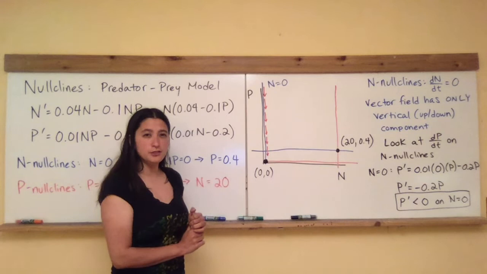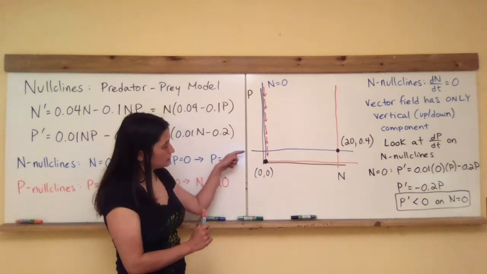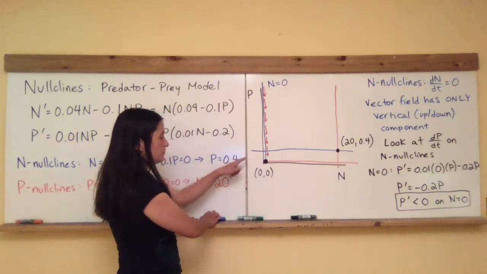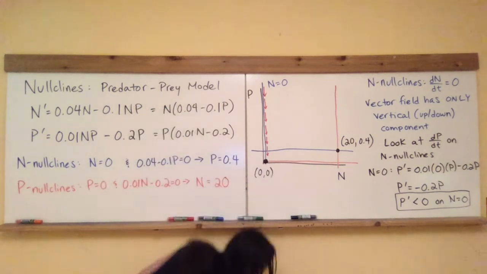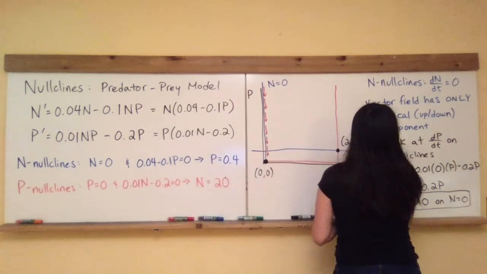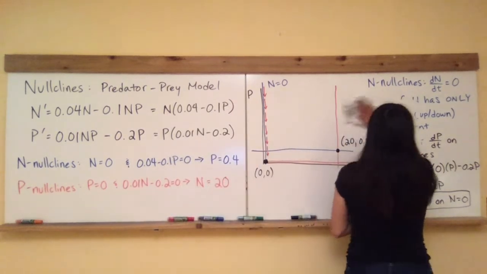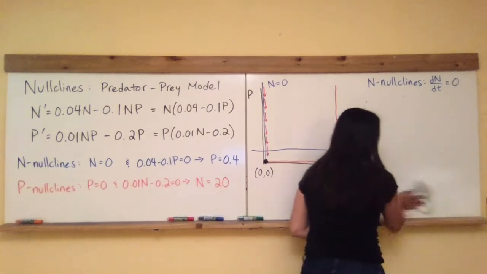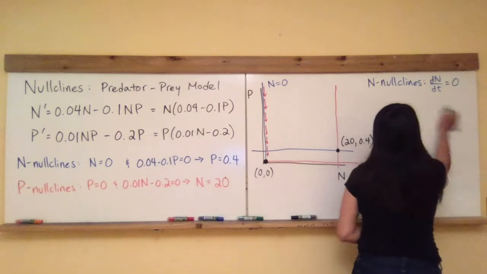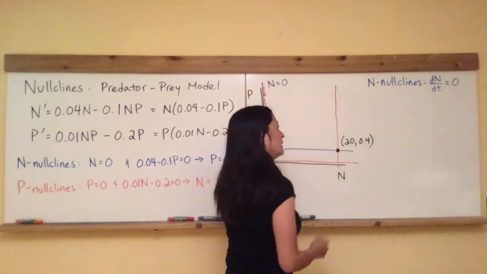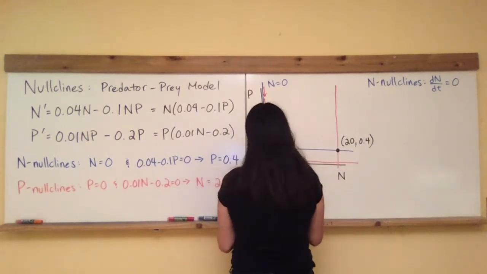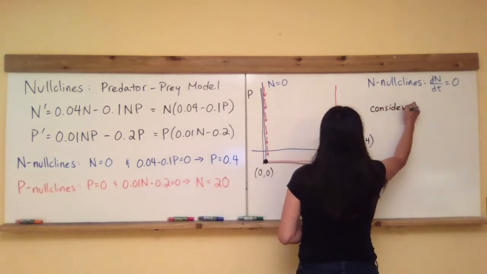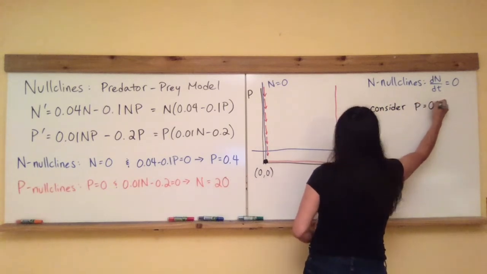Okay, I'm going to do that again now, but now I'm going to consider the behavior on the other nullcline for n, which is P equal to 0.4. I'm going to do the same thing that I was doing before, knowing that I'm going to get strictly vertical behavior and see if I can determine whether that vertical behavior has a positive sign pointing up or a negative sign pointing down. So now I'm going to consider the nullcline P equal to 0.4.